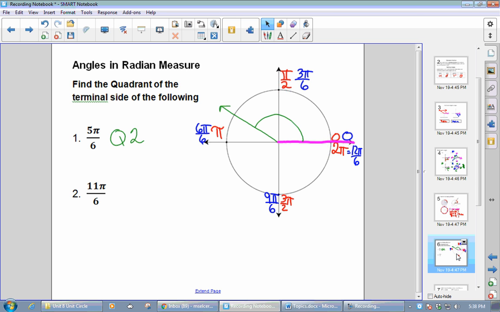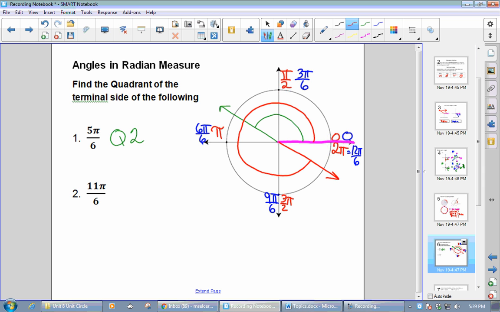The next one I want to try and find is 11 pi over 6. So I'm going to again start on my positive x-axis. I'm going to rotate up. Since it's a positive angle, I'm going to go past 3 pi over 6, because I'm trying to find 11 pi over 6. I'm going past 6 pi over 6. Keep going. Even past the 9 pi over 6, but not past 12 pi over 6. So there's my angle. So it ends up in quadrant 4.